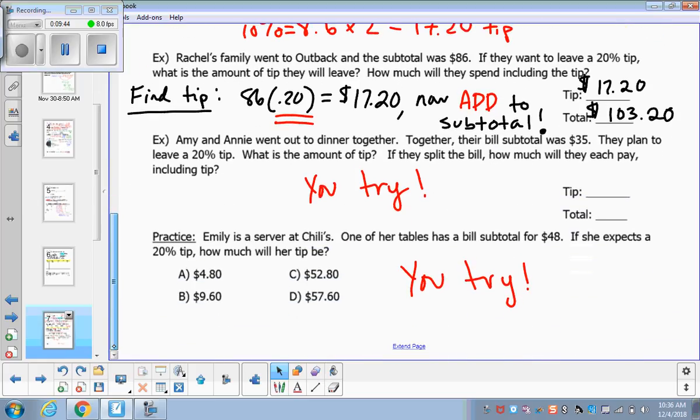I'd like for you to try these 2 problems below. Carefully read the question. Make sure you're answering. If I ask for a tip, give me the tip amount. If I ask for the total amount, please give me the total amount. That takes care of this page. And when you're done with these practice questions, you can move on. If you need to pause the video now to work on these, that's okay. Just hit play when you're ready on the next page.